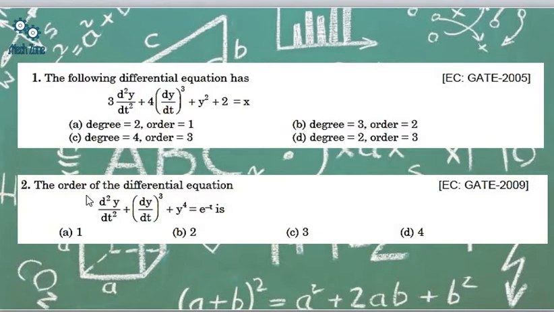The next question is the order of the differential equation. Here you only have to tell the order. You simply have to determine the order, and in the equation we can see that the highest order derivative is 2 because it is d square y upon dt square, and this is the first order derivative, that is dy by dt. Hence the answer is 2. So the answer for the first question is B and the answer for the second question is also B.